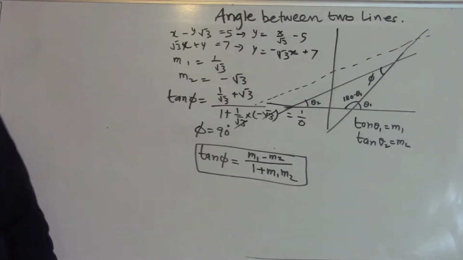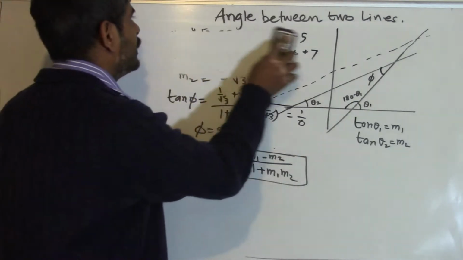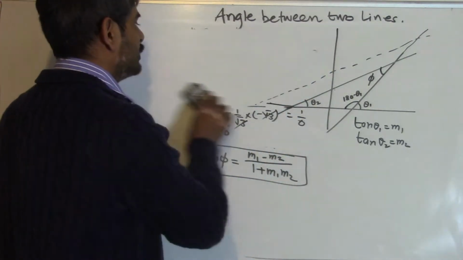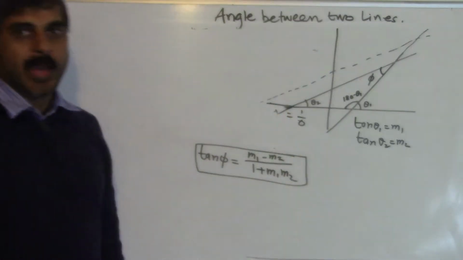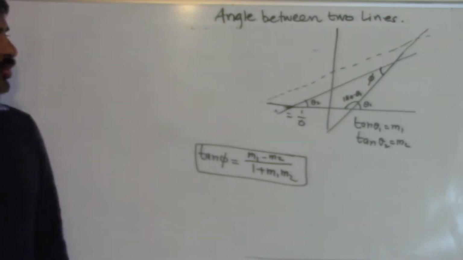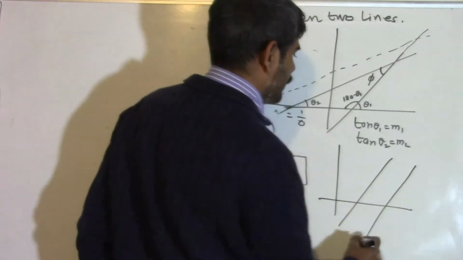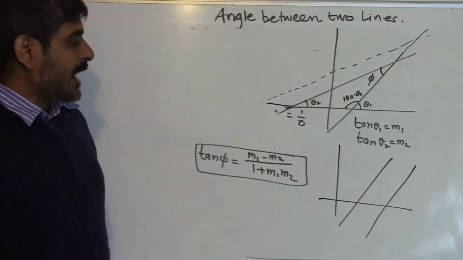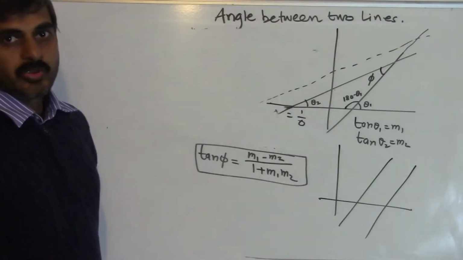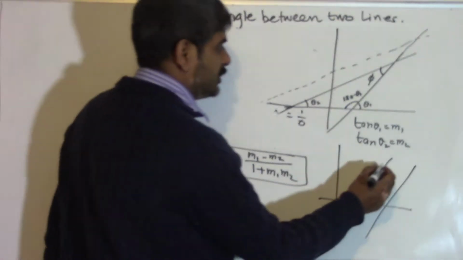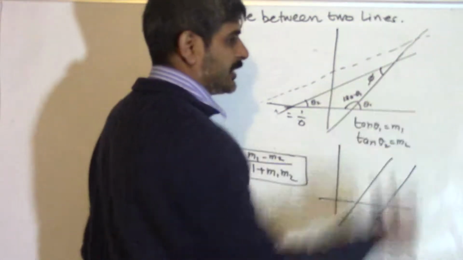The next thing we will do is find the condition that the two lines are parallel. When two lines are parallel, let's say these two lines are like this, in that case the angle between these two lines will be 0. They will meet at infinity.